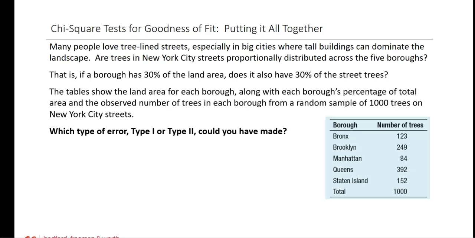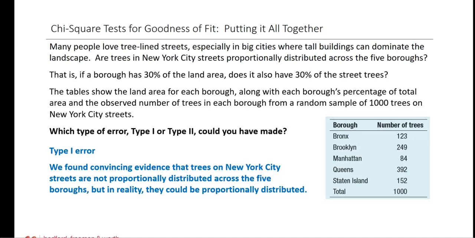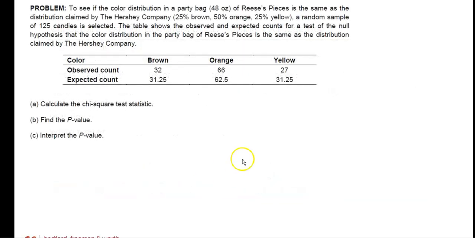Because we rejected, the only error we could have made is a type 1 error, right? That means we found convincing evidence trees in New York are not proportionally distributed, but guess what? They are. That's your lesson for today.